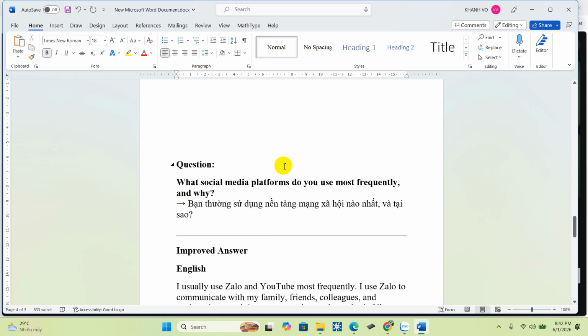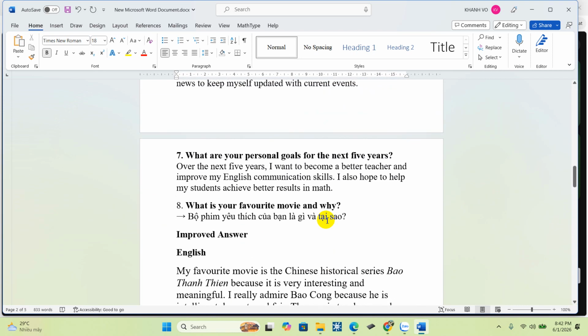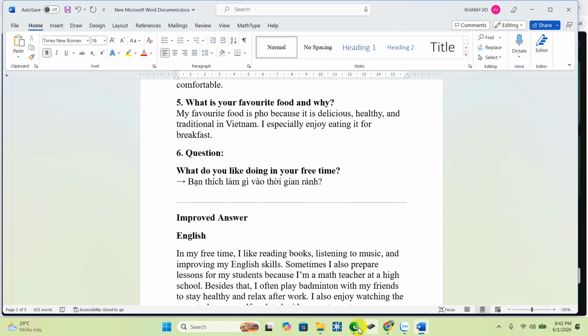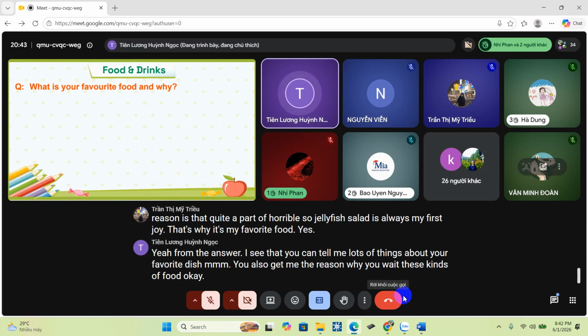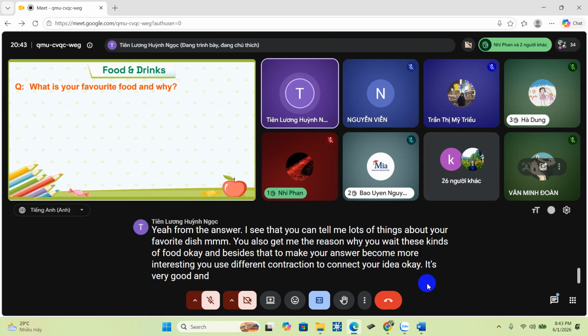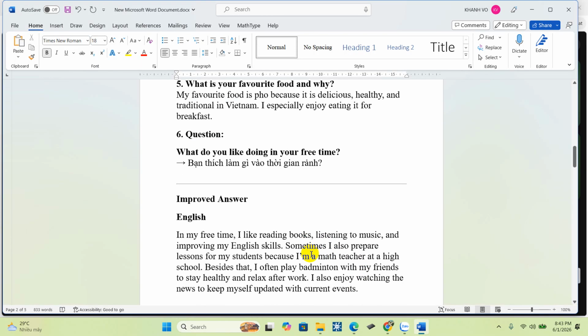Yeah, from your answer, I see that you can tell me lots of things about your favorite dish. You also give me the reason why you like this kind of food, okay? And besides that, to make your answer more interesting, you use different connectors to connect your ideas. Okay, it's very good. And I love the way you answer this question. So for this question, that's all.